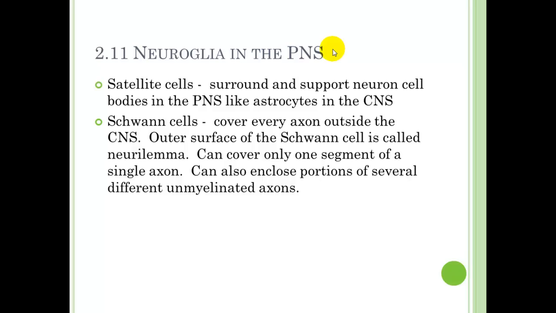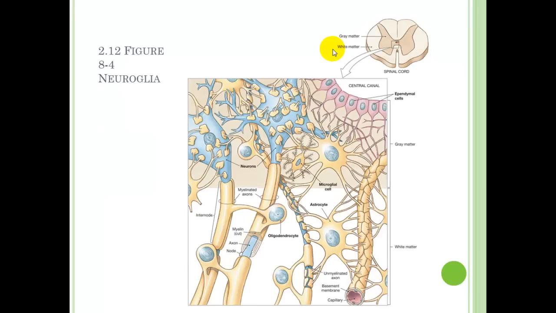It can also enclose portions of several different unmyelinated axons. So the Schwann cells keep the communication going in the same direction on something that's unmyelinated, so that we don't get collateral information. You could tell your finger to move and actually get your toe to move accidentally. So a Schwann cell would assist with the direction of the communication. And these are all of these neuroglia. Ependymal cells, which would be here, in the central canal.